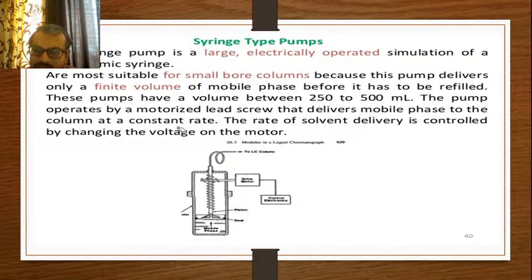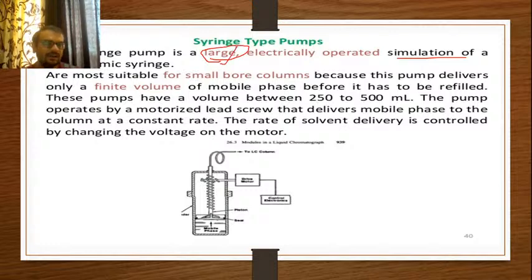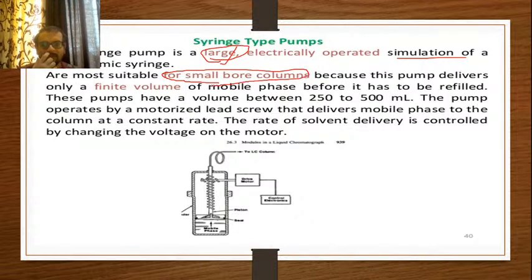Syringe type pumps are a large, electronically operated simulation of a hypodermic syringe. Remember, it's a simulation of a hypodermic syringe, just like our syringe. The difference is that it is large, but not so large that it can deliver an efficient amount of volume into the stationary phase. It is most suitable for small bore columns. If your column bore, that means entry point, is small, then syringe type pumps are an efficient pump system. If your column's entrance is very small, then you can use these syringe type pumps.